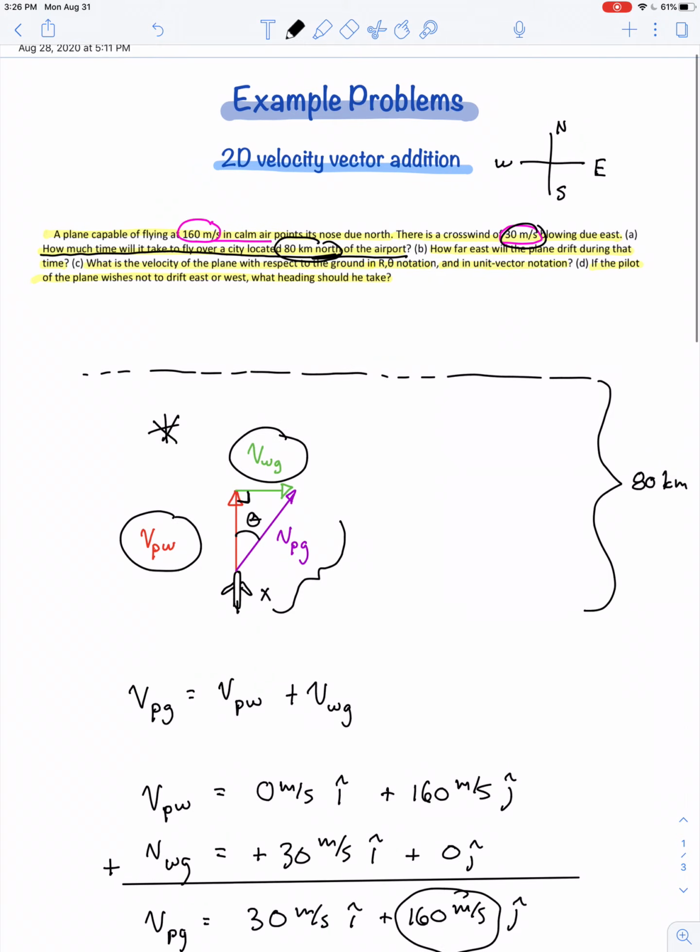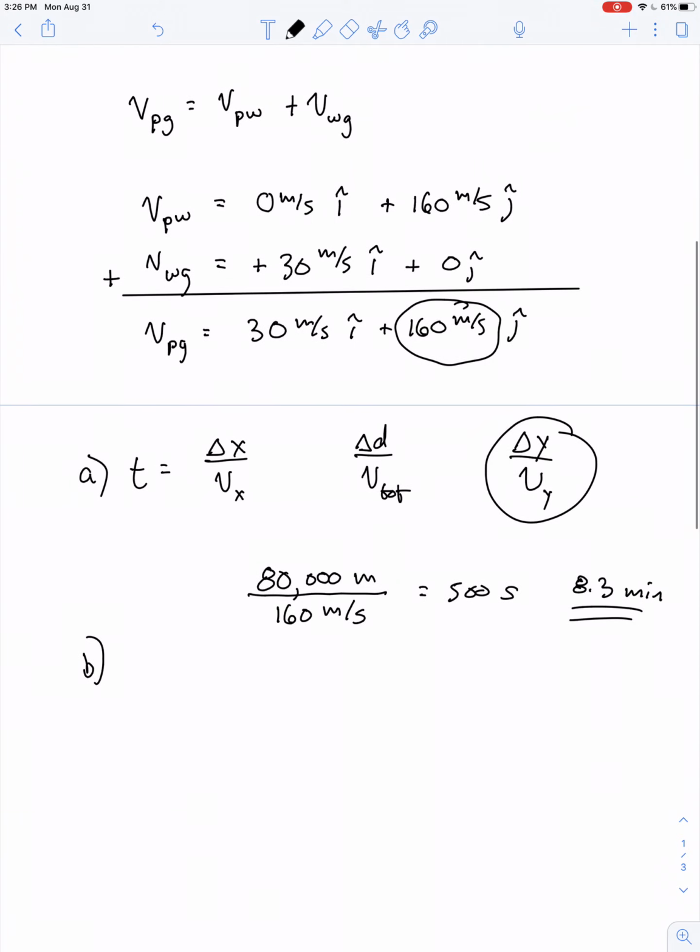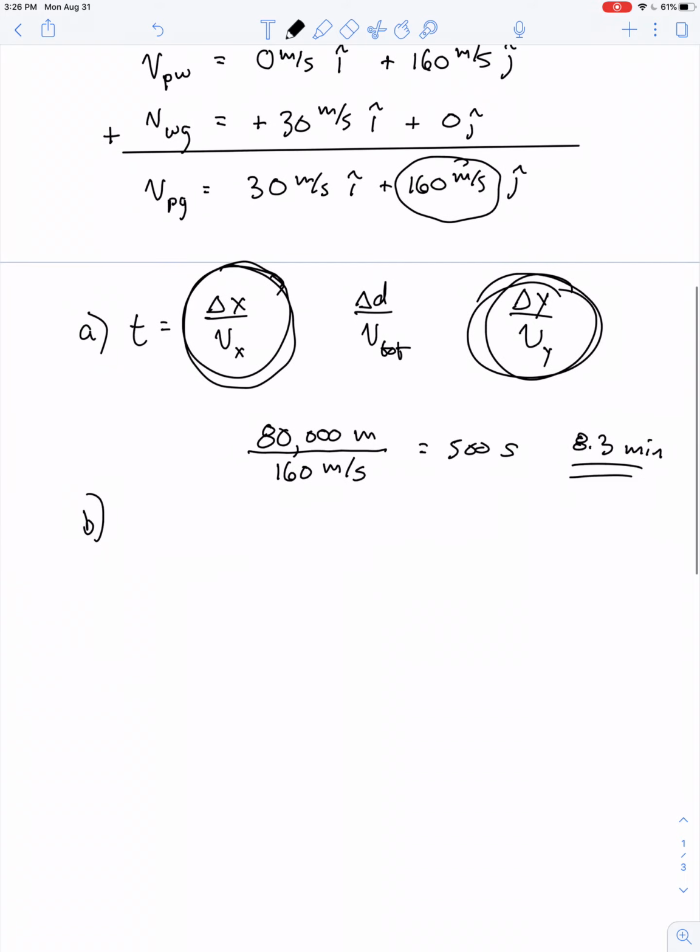Part B, how far to the east will the plane drift? So again, we're using the dirt equation, but now we're asked about information along the east-west axis, so we treat motion along the x-axis independently from motion along the y-axis. So when we rearrange the dirt equation, now we have the displacement along the x-axis is the horizontal component of the overall speed multiplied by time.